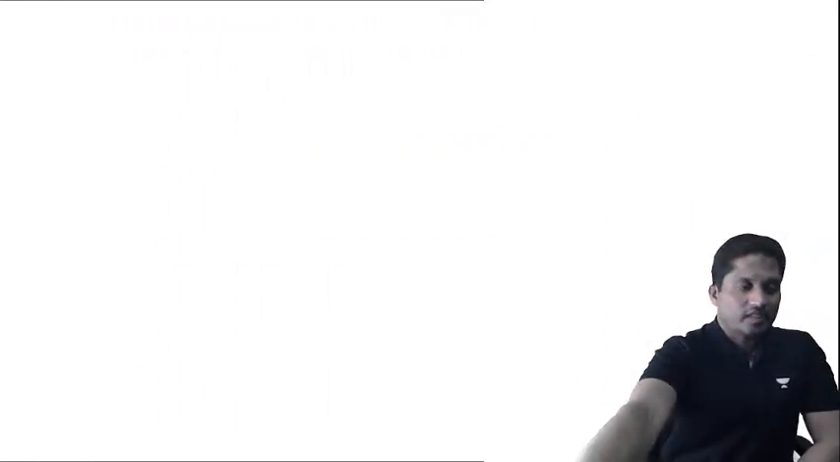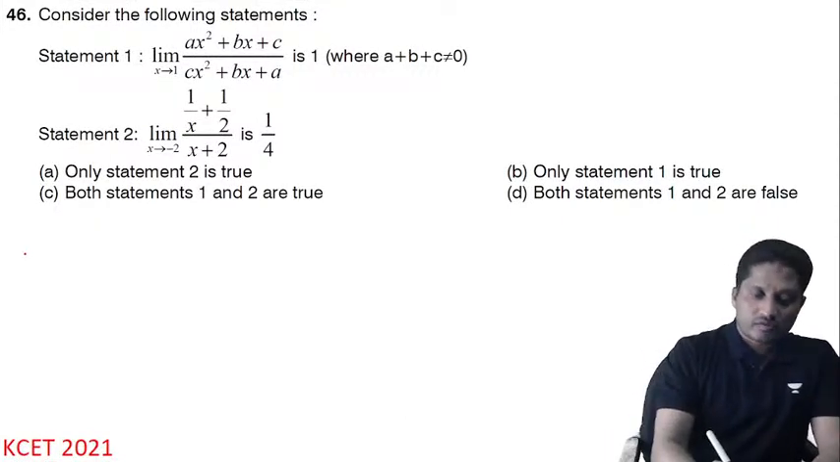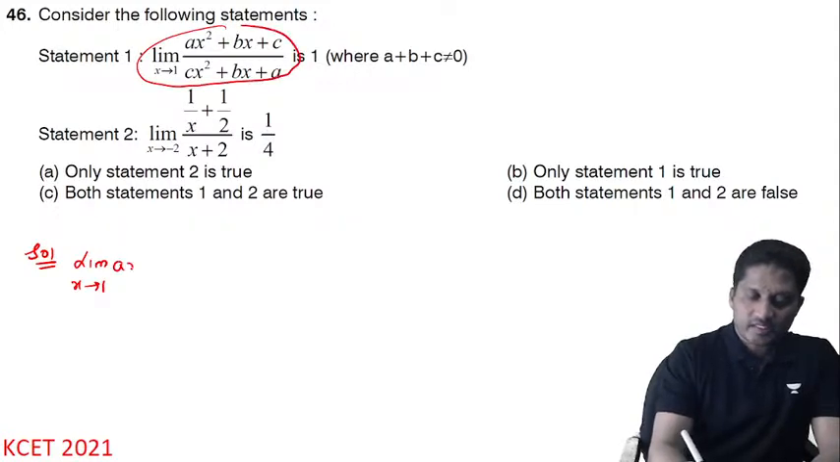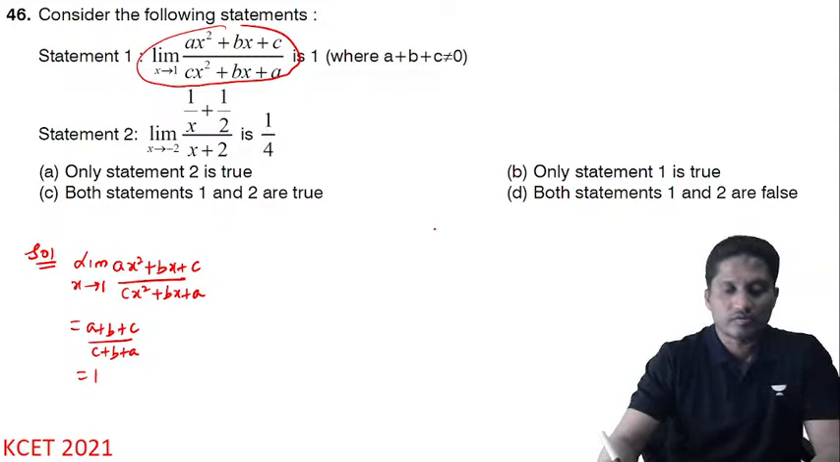Alright, question number 46. I should check which of the following statements are true. First statement, number 1, limit x tends to 1. If x is tending to 1 here, that is ax square plus bx plus c divided by cx square plus bx plus a. X is tending to 1, you will get this as a plus b plus c by c plus b plus a, that is equal to 1. So statement 1 is true.